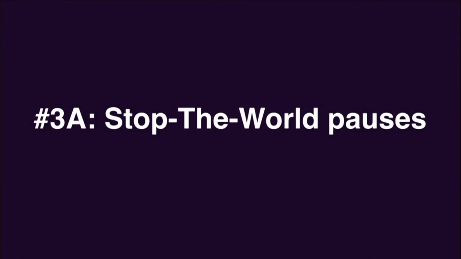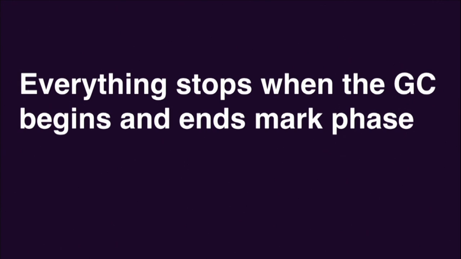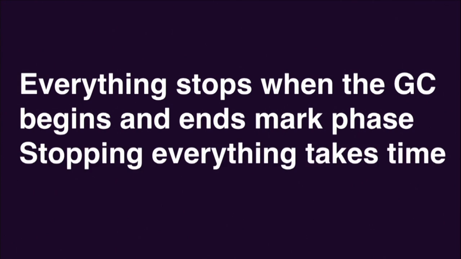So as far as what these sorts of pauses look like in the execution tracer, and things that you can do to make your programs behave poorly. First of all, stop the world pauses. When the GC begins and ends the mark phase, it has to do some bookkeeping. And in order to do that bookkeeping, it needs all user code to not be doing anything. And so it has to stop all of those for a moment. But bringing all of the Go routines to a stop takes some time.